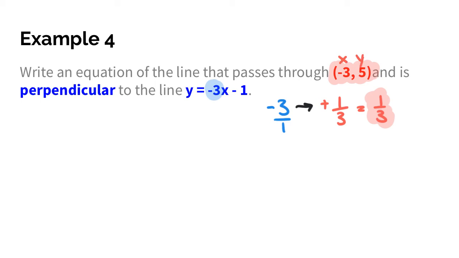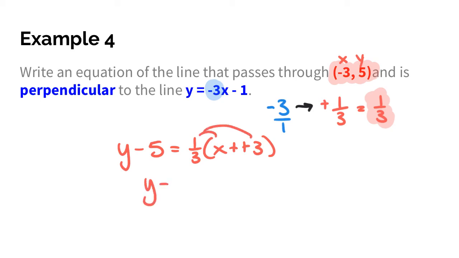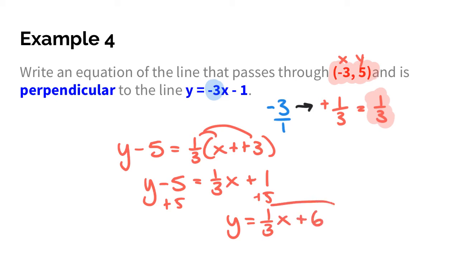Again, my x is 3, my y is 5. So by using point slope form, it would be y minus 5 equals 1/3 times x minus negative 3. Again, a minus a negative would simplify to a positive. I then have to distribute. So y minus 5 equals 1/3 x plus 1/3 of 3 is 1. Then if I add 5 to both sides, I would get y equals 1/3 x plus 6. And folks, there's my perpendicular line.